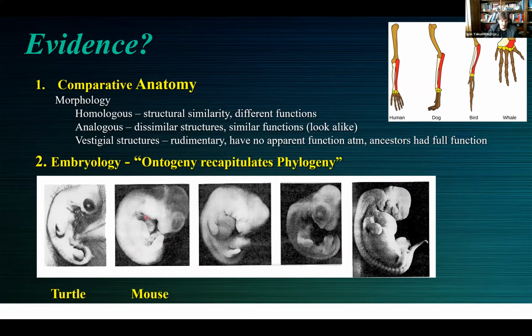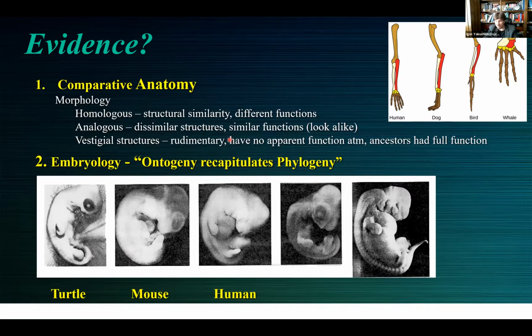Now we have a mouse. I think the middle one is a human, yeah. Human being. Can you say that this is a human being? Can you? And you can actually see those particular gill slits. And the tail. Do we have a tail? No. Tail bone, a tiny little bitty tail, is the vestigial structure.